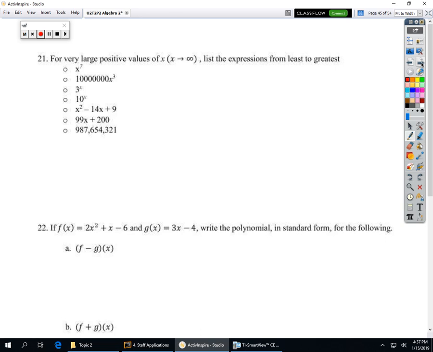Okay. Oh my goodness. Why did I make this so long? For very large positive values of x, you're going to list the expressions from least to greatest. So this is not what looks the smallest or what looks the biggest. It's what it is if I plug in a number that's basically infinity. So for this, the rule is always, the highest exponent is always greatest.